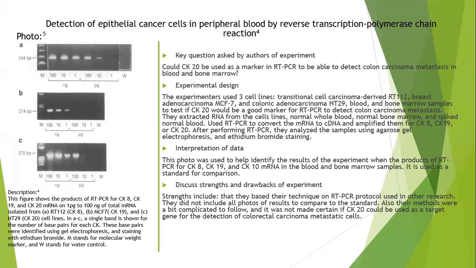So therefore, with this photo they were just trying to use it as a standard. And in this photo, they show a single band for the number of base pairs for each cytokeratin. So the number of base pairs were identified using gel electrophoresis and staining with ethidium bromide.